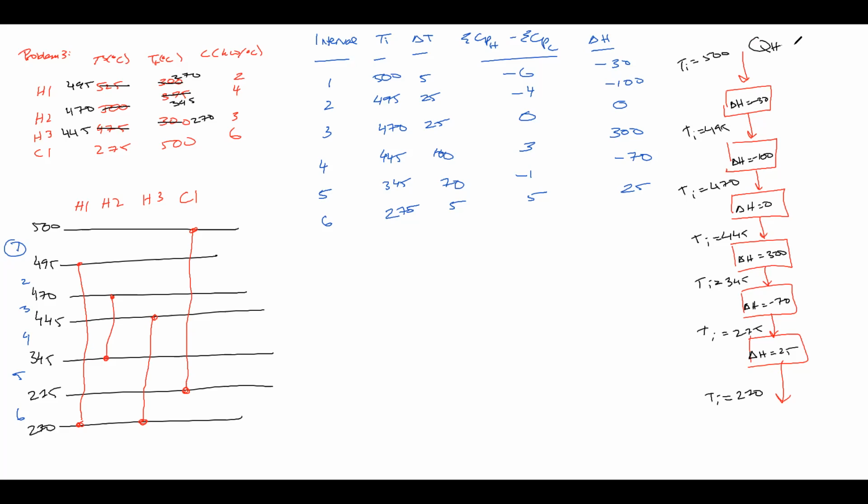And then finally, I'm going to add the heats. So QH initially is 0. QH minus 30, so Q1 is minus 30. Q1 minus 100, Q2 is minus 130. Q3 is minus 130 again, 0, minus 130. Minus 130 plus 300 is what? 170. Q5, 170 minus 70 is 100, right? And then finally 100 plus 25, QC at the bottom is 125.